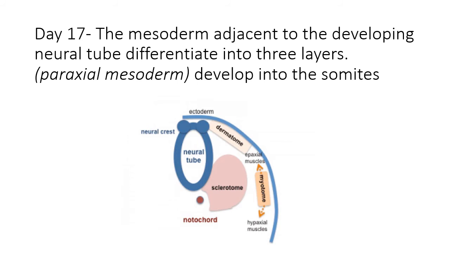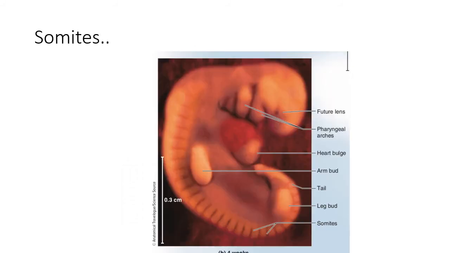On day 17, the mesoderm adjacent to the developing neural tube differentiates into three layers, and they call that the paraxial mesoderm, and it develops into the somites. If you look at this picture, you see the ectoderm on the outside, the neural crest cells, the neural tube, and then you see the notochord, and then look, dermatome, myotome, and sclerotome. This is a cross section of this developing tube. So you cut it in half, like you're cutting a hot dog in half, right? Cross-section wise, or transversely. And this is an image to show you a little bit about how the somites grow out and become these different parts of your body.